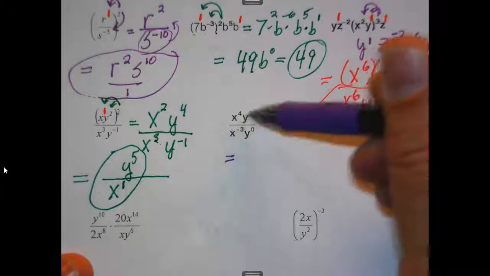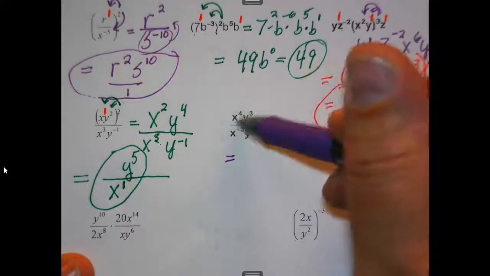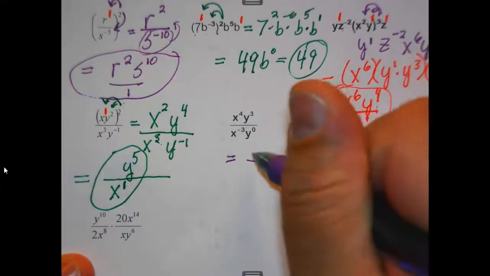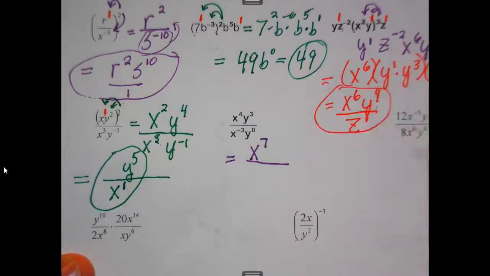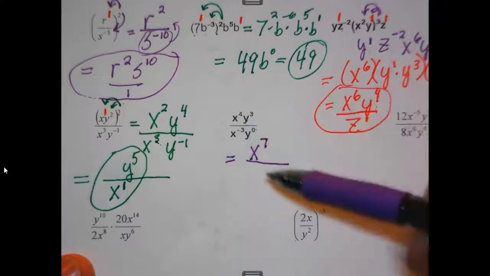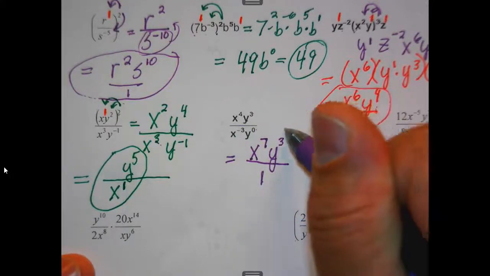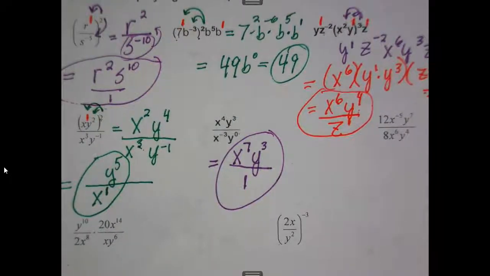I don't have any powers to a power, so I'm just going to subtract the exponents. x to the 4 minus negative 3 is x to the 7th. Going to leave it in the top. y to the 3 minus 0 is y cubed. Leave it in the top. If you want to put a 1 there, that's fine. Otherwise, just x to the 7th, y cubed.